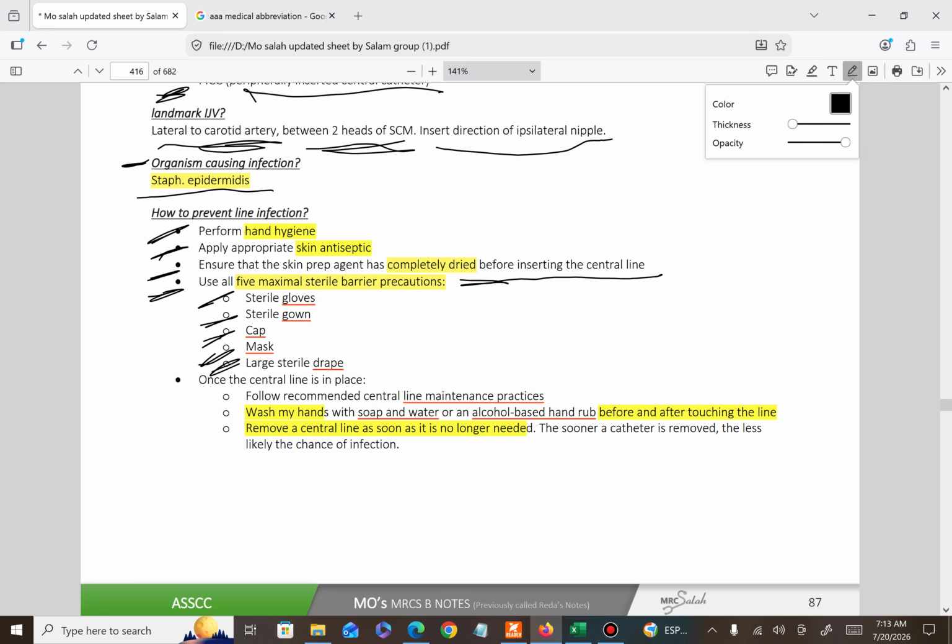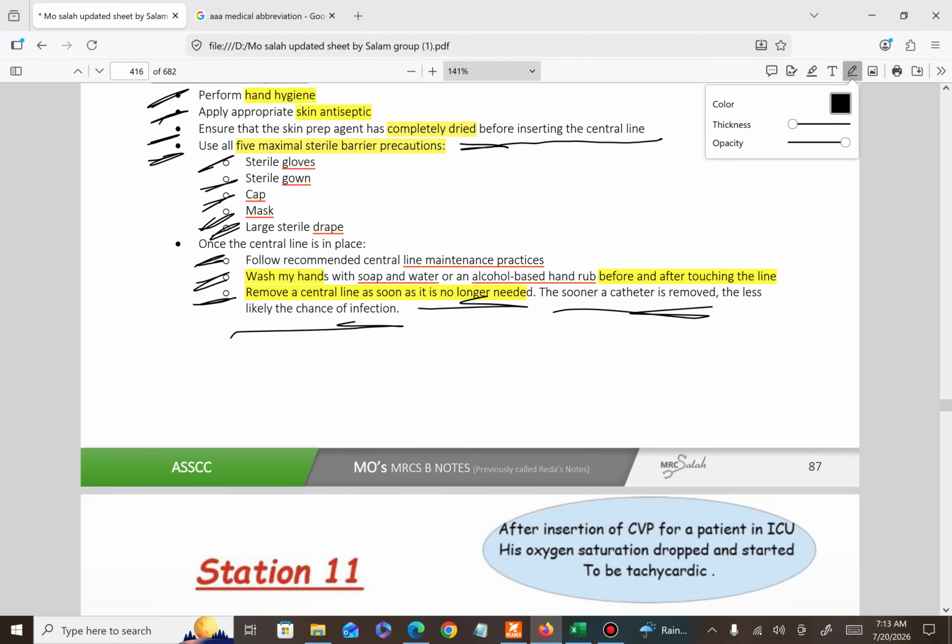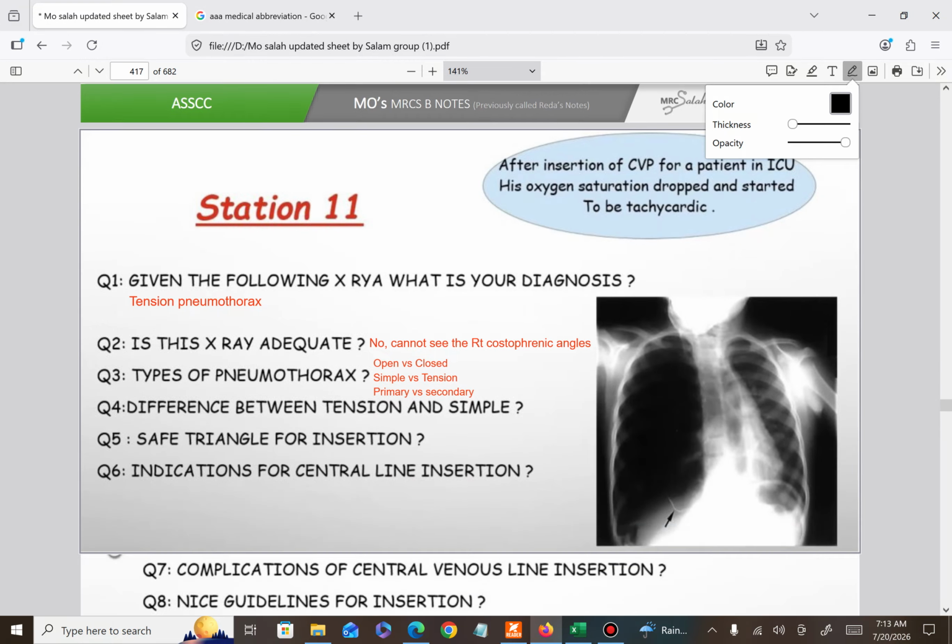Once the central line is in place, follow recommended central line maintenance practices. Wash the hands with soap and water or an alcohol based hand rub before and after touching the line. Remove a central line as soon as it is no longer needed. The sooner the catheter is removed, the less likely the chance of infection. Okay, so this is how we can prevent the central venous line infection.